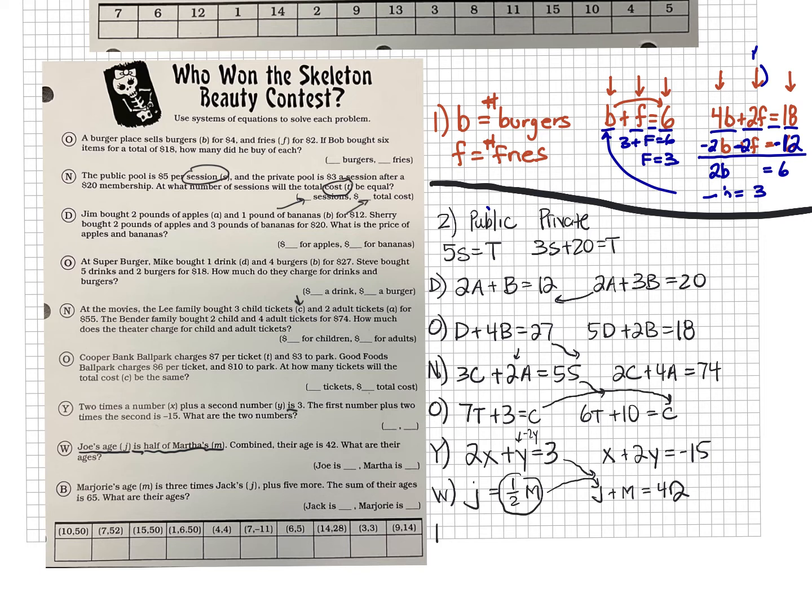Let's see, B. Marjorie's age, M, equals 3 times Jack's, plus 5 more, plus 5. The sum of their ages, so Marjorie plus Jack, is 65. What are their ages? So for this one, I would probably use substitution because I already know what M is worth. I would plug it in over there and figure out what J is and go back to my original equation and do that.